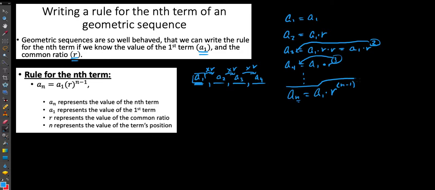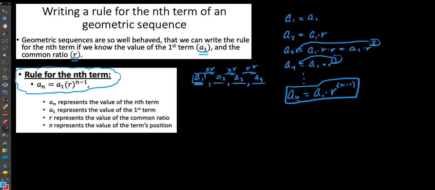So this right here is our rule for the nth term of a geometric sequence, and we're going to be using this to write some geometric sequences. So go ahead and highlight this. You definitely want to highlight this, this is going to be important. This is as important to us as was the rule for writing the nth term of an arithmetic sequence.